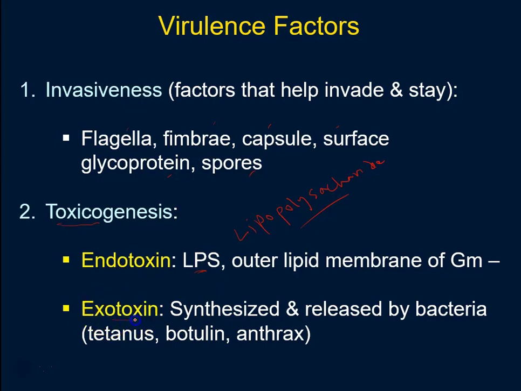Exotoxin is actually the toxins that are produced by bacteria. They're synthesized and released by bacteria, and these toxins actually have deleterious effects on the body. So things like tetanus toxin, botulinum toxin, anthrax toxin, and there are many, many more. The things that are actually produced as chemicals within the bacteria are referred to as exotoxin. And the things that are part of the bacteria, a structural feature of the bacteria that causes the immune system to react, is an endotoxin. So don't get confused with these two.